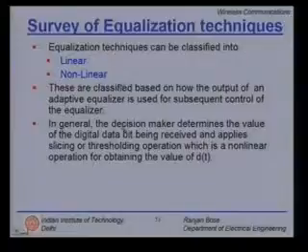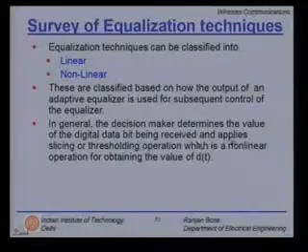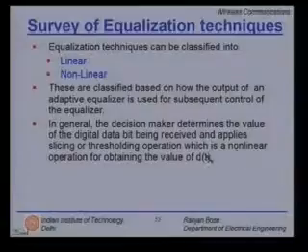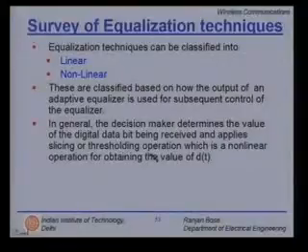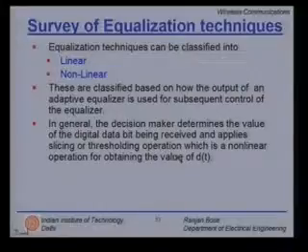In general, the decision maker determines the value of the digital data bit being received and applies a slicing or thresholding operation, which is a non-linear operation, for obtaining the value of dk. So, there is a thresholding operation that will happen at the decision making level, and only then you get an estimate of dk.